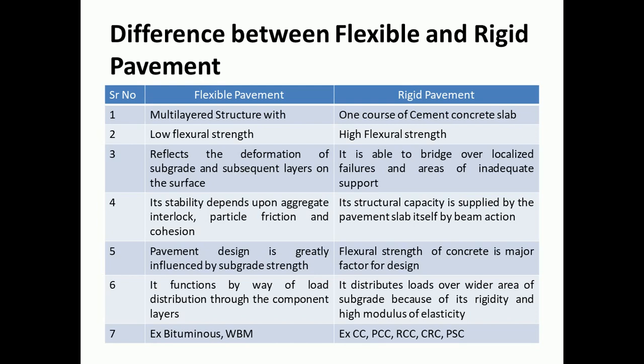Some common examples of flexible pavements are bituminous pavements and waterbound macadam roads, whereas common examples of rigid pavements are cement concrete roads. It may be plain cement concrete, reinforced cement concrete, continuously reinforced concrete, or pre-stressed cement concrete. These are a few points of comparison between flexible and rigid pavement. This comparison is on the basis of technical parameters, not general parameters.